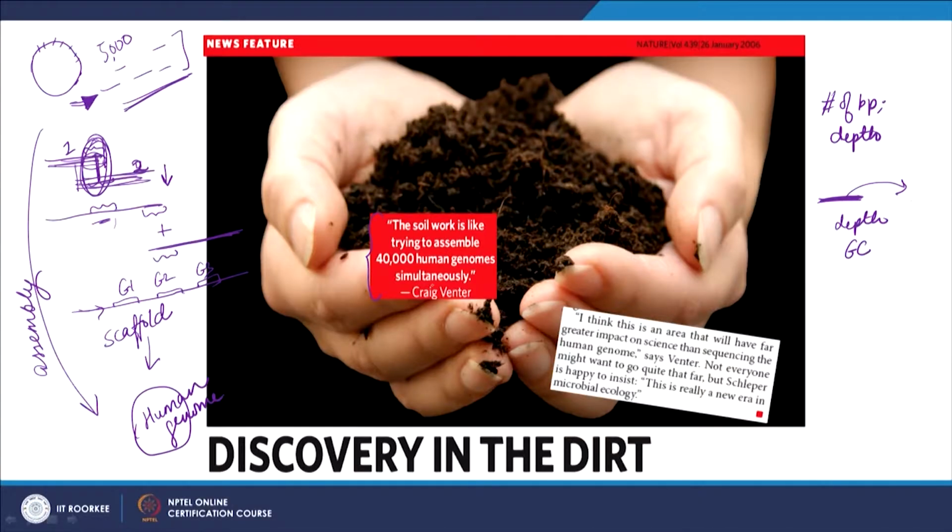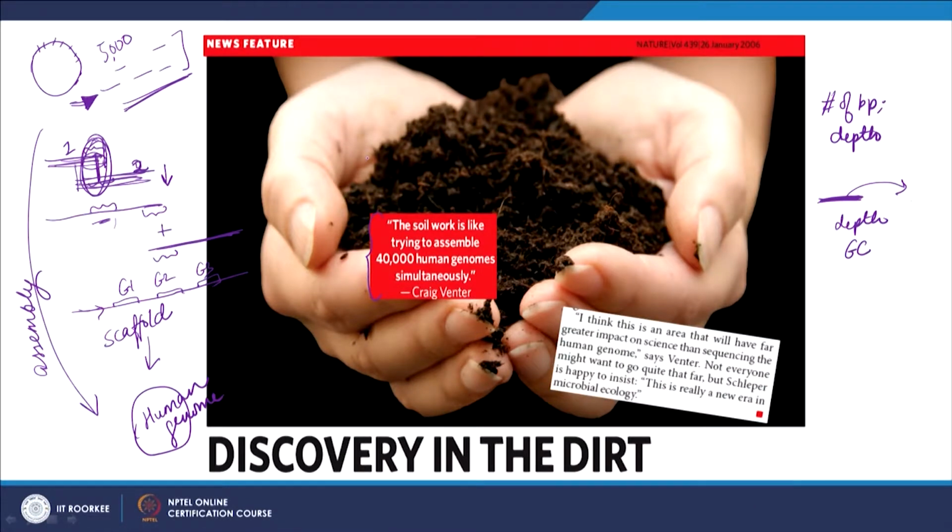Alrighty, now let's come back to the quote by Craig Venter. Here he is mentioning the soil work is like trying to assemble 40,000 human genomes simultaneously. So he is trying to explain to you, this was very difficult, getting a human genome assembled together, stitched together. We had to use high performance computing in the USA, perhaps the best in the country, and one of the best in the world definitely. Now imagine 40,000 times over. That is the challenge for the soil microbiome. And I hope this also gives you an appreciation of the kind of complex microbial communities we are dealing with here. So one human cell is nowhere near as complex, nowhere near as diverse as a soil microbial community.